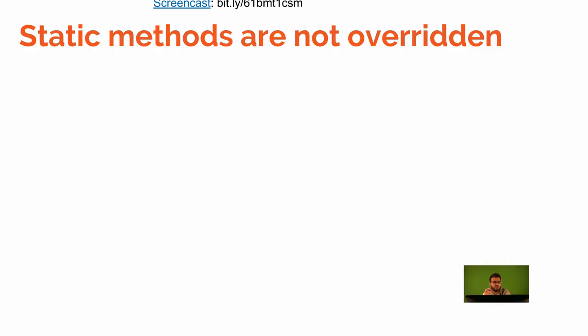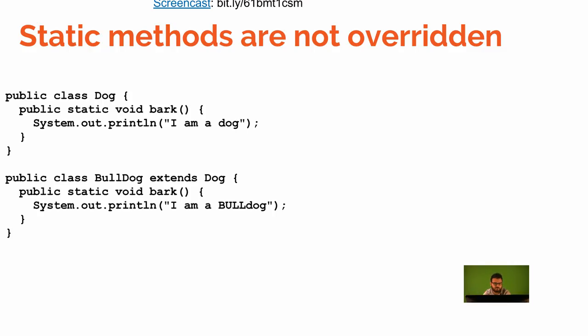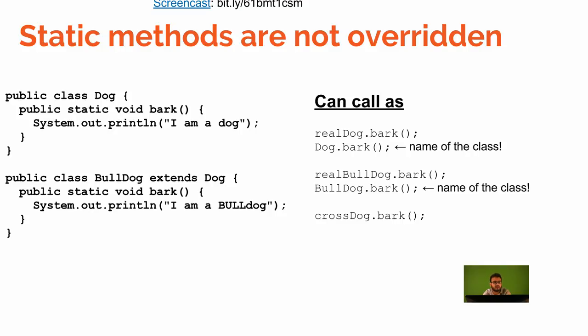So static methods are not overridden. If you have two methods like this, public static void bark, public static void bark, I am a dog, I am a bulldog, you might think that they are overridden, right? Because they have the exact same signature, but they're not. Static methods are simply not overridden by definition. And these two methods, they're not overridden, they just exist.